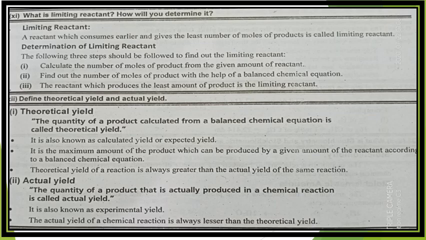What about the actual yield? Actual yield is taken after you have performed an experiment, or when the practical work is done. It is an experimental yield. The actual yield of a chemical reaction is always less than the theoretical yield. Why? There can be mishandling of the apparatus or of the procedures you are carrying out. There may be side reactions. So the actual yield is always less than the theoretical.